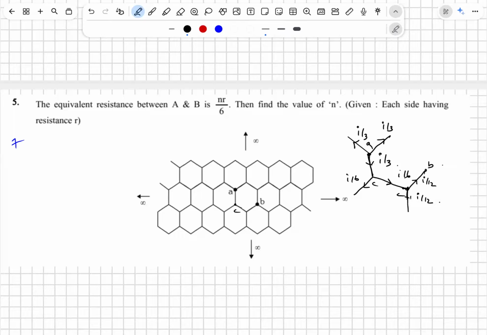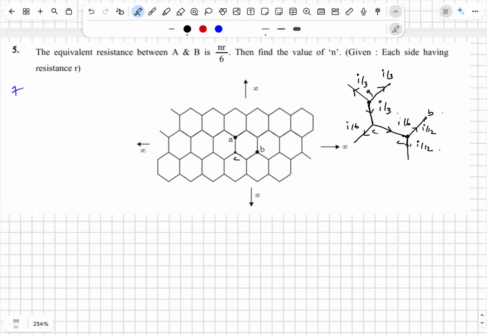Okay. Why? Arre yaar, first, A, I am taking only connected to A. That's all, irrespective of B. Right. Now you come from B point of.